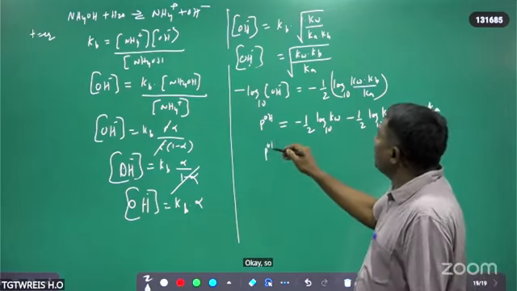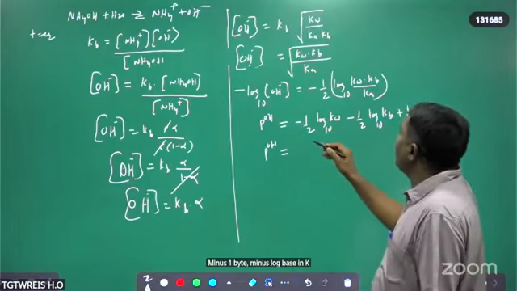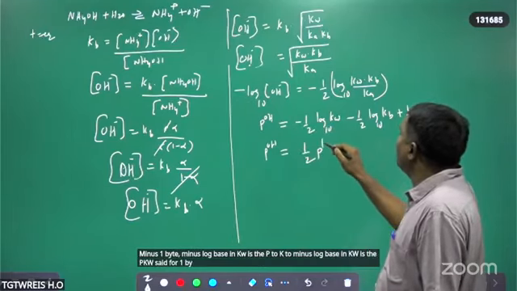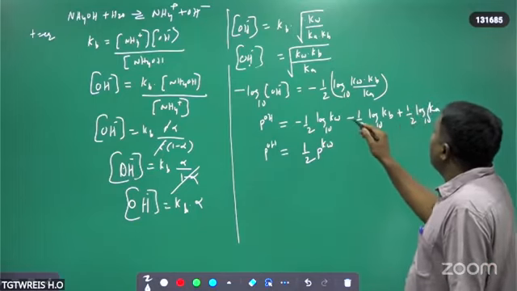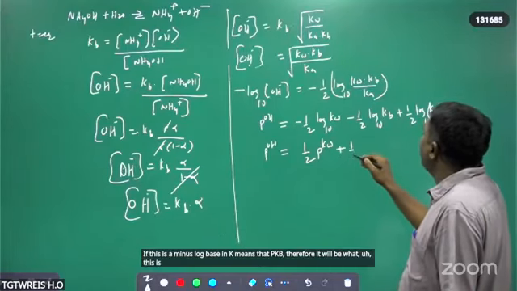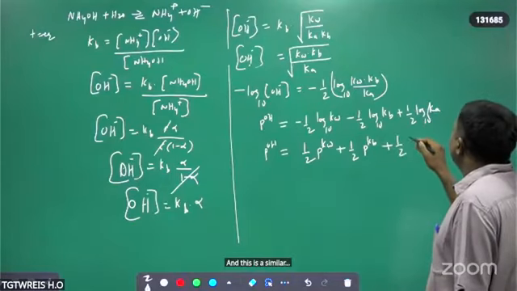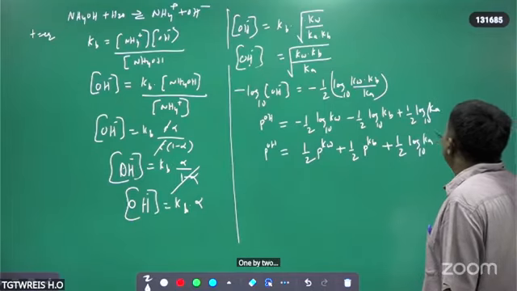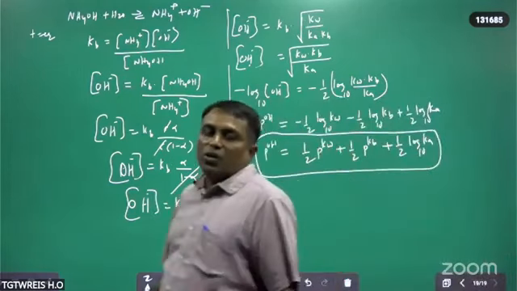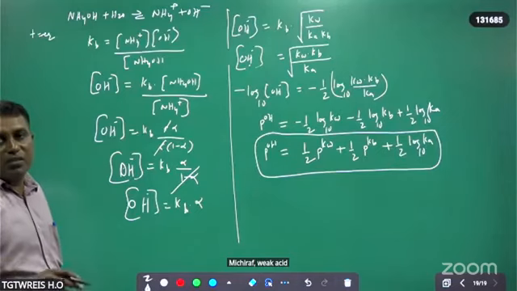So pOH is equal to what now? Minus log base 10 Kw is the pKw, therefore 1 by 2 pKw. Minus log base 10 Kb is the pKb, therefore plus 1 by 2 pKb. And similarly, minus 1 by 2 pKa. So this is the pOH of the solution of a mixture of weak acid and weak base hydrolysis.